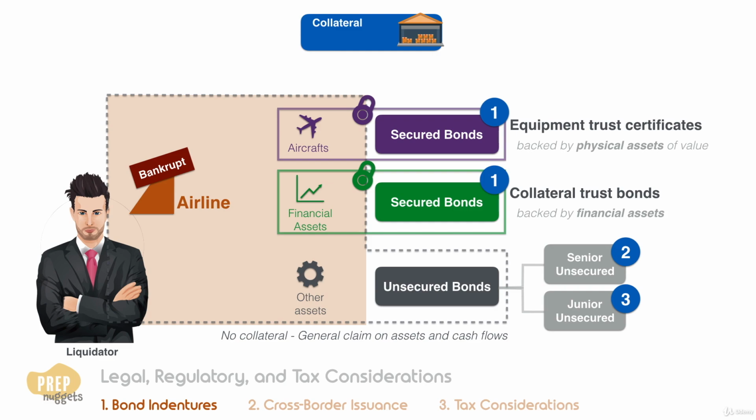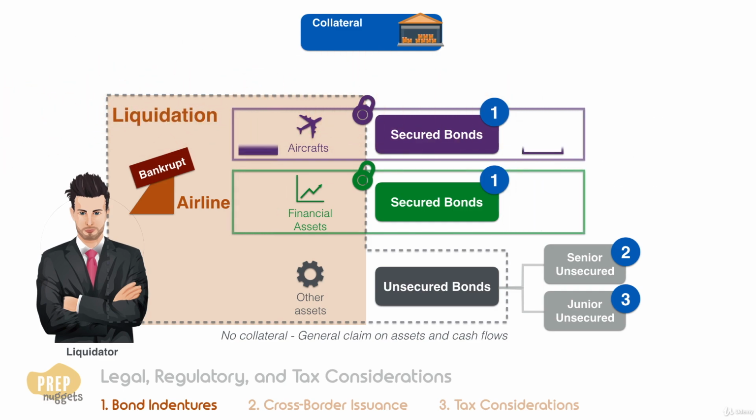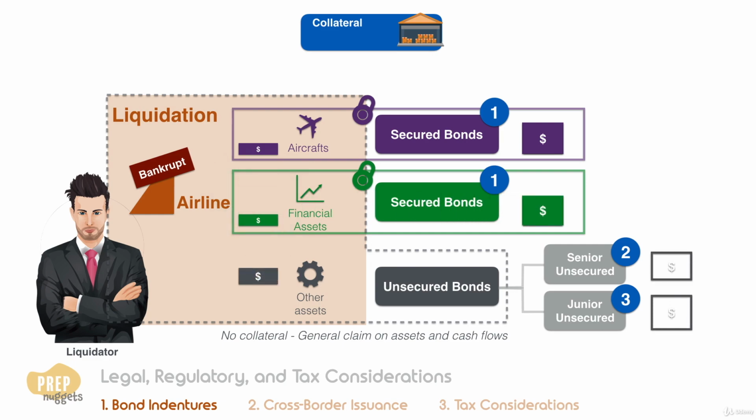So, for example, in the event of a liquidation, the amount recovered from the sale of the planes will be used to satisfy the obligations to the secured bondholders, and likewise for the financial assets. Any remaining amounts, plus the amounts recovered from the rest of the assets which are not pledged, are distributed to the senior unsecured bondholders. Any remaining amounts will be used to satisfy the junior unsecured bondholders.